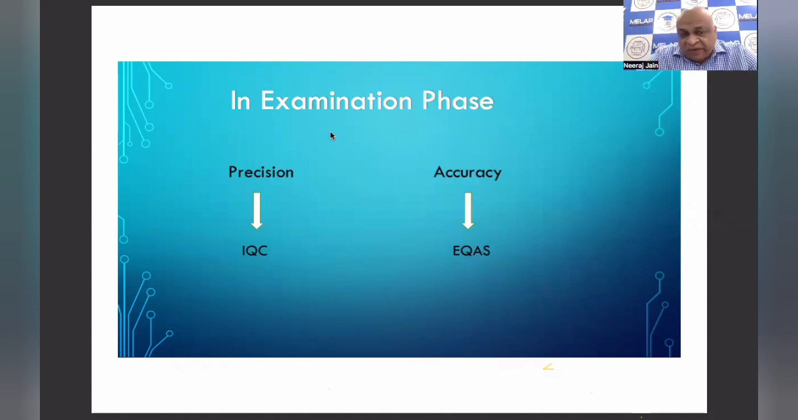With IQC, what we get? Precision. With EQAS, what we get? Accuracy. What is precision? How close our results are to each other. What is accuracy? How close our result is to true value. To get the information how close our results are to each other, we have to analyze multiple times the same sample. EQAS sample we are running only once, so that will not give us precision. But EQAS has target value, whether our results are close to target value or not. So with that, we get the idea about accuracy.